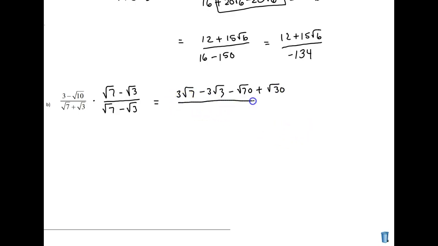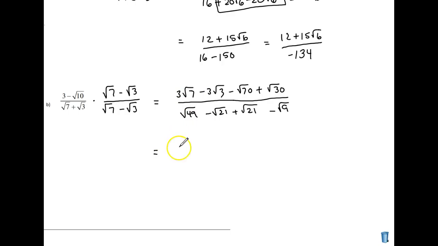in my numerator. In my denominator, I'm going to get square root 49 minus square root 21 plus square root 21 and then minus square root 9. So now I need to see about combining like terms.